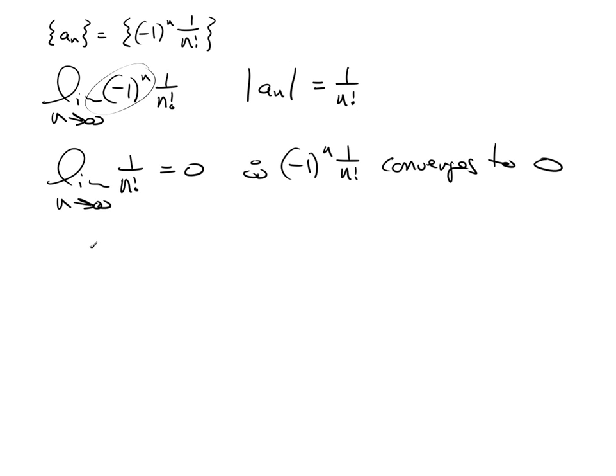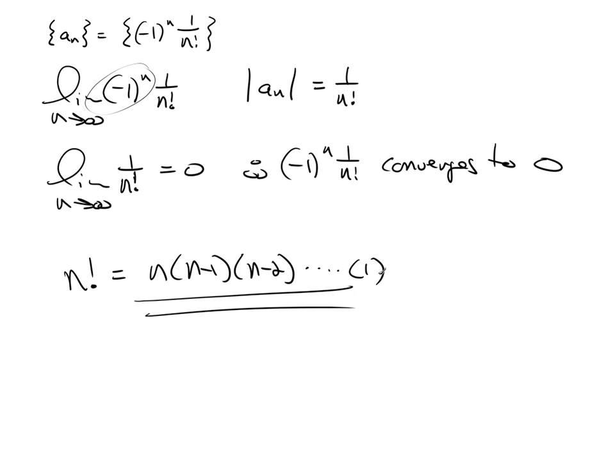to 0. Now, just as a reminder, in case you haven't used factorials in a while, n factorial is equal to n times (n minus 1) times (n minus 2), and so on, down to times 1. That's the definition of a factorial.